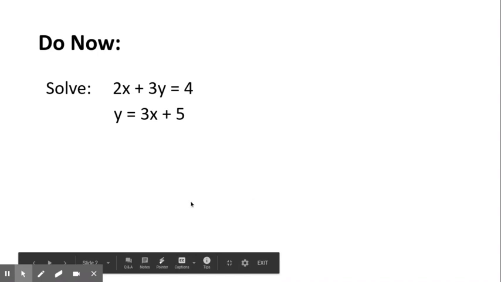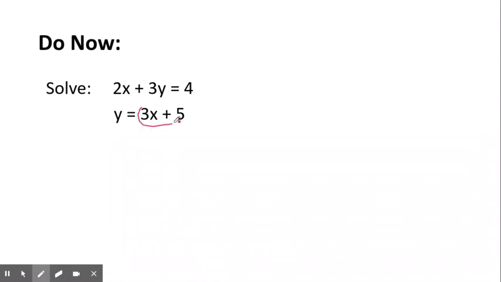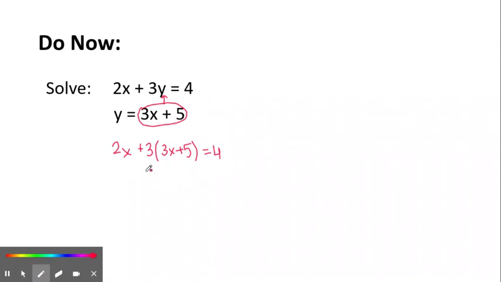All right, in order to solve this system, you would want to use substitution since we know y equals 3x plus 5. So you would substitute all of that for y. When you do that, that gives you 2x plus 3 times what y is. Because y is multiple terms, you want to make sure you're using parentheses. So 3 times (3x plus 5). And then that would equal 4. When you solve this equation here, you get x equals -1.